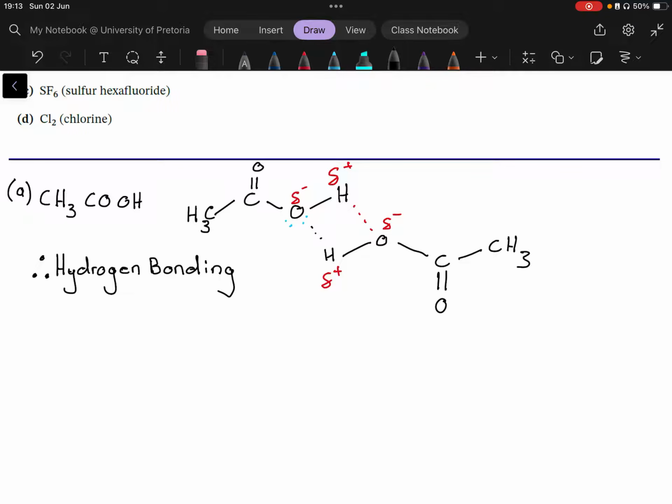Next thing, what is always present in all molecules? Well, that's London dispersion, or so-called induced dipole forces. So we can say there's also London dispersion forces.